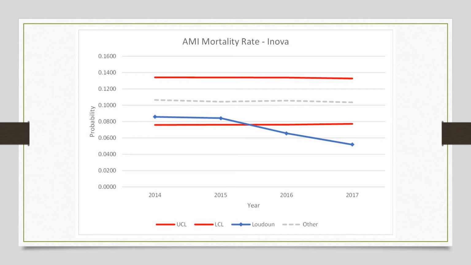I should note that in all the control charts you see here, the upper and lower control limits are depicted as red solid lines. Loudoun Inova Hospital is depicted as a blue solid line with markers, and the average of the other Inova hospitals is depicted as a gray dashed line.